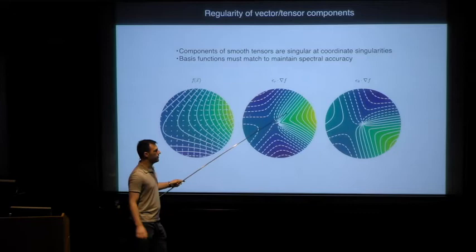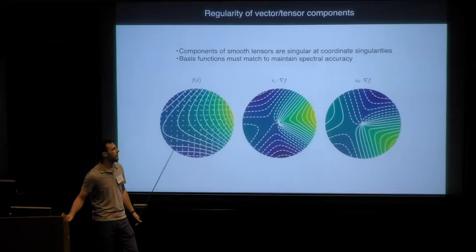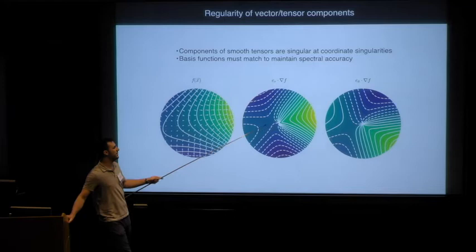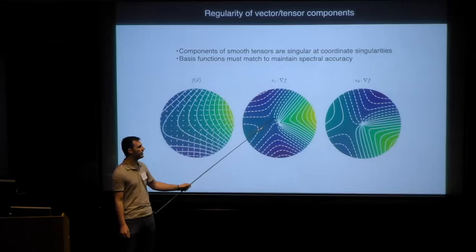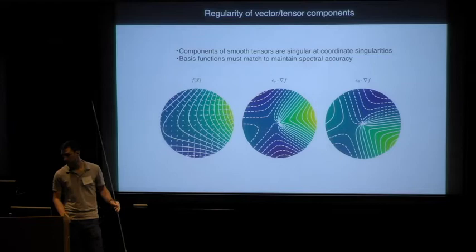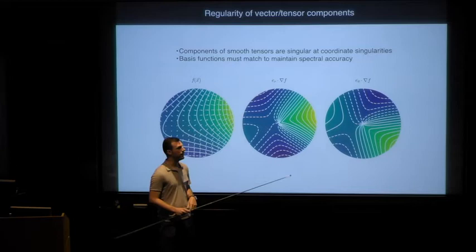So if I want to solve a flow using a spectral method in a sphere, for instance, to look at stellar convection, stellar interiors, or a disk using a global disk geometry, then I need to be careful. Because I don't want to use the same basis functions to represent scalars as to represent vector components. If I did that, I would lose the spectral property of exponential convergence, because the analytic behavior of the function I'm trying to model, either the vector component or a scalar, is very different in those two cases. So you need to be a little more careful. You basically need to use basis functions that are adapted to these coordinate singularities and then behave differently based on whether you're a tensor component or a scalar.